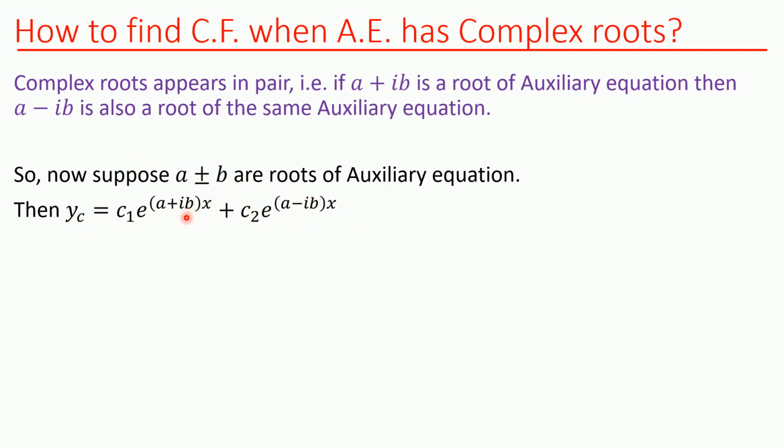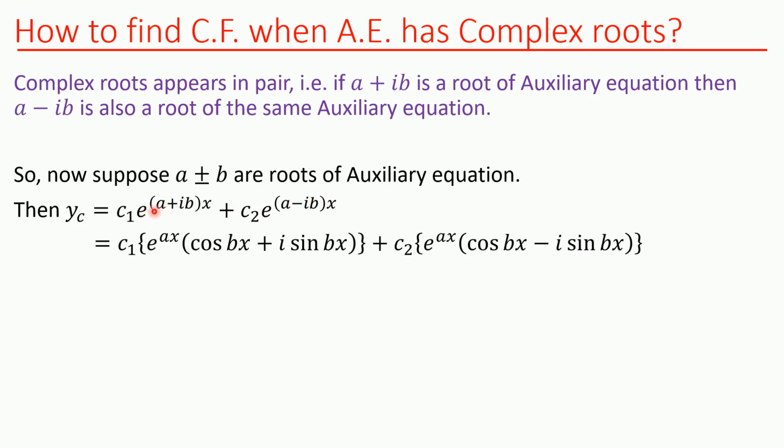Now let's simplify it. We know that e raised to ax will be as it is, and for e raised to ibx we can write cos bx plus i sin bx, plus c2 e raised to ax, again as it is, and for e raised to minus ibx, it is nothing but cos bx minus i sin bx. Now from the first terms of both the brackets we can take e raised to ax cos bx common, so we get c1 plus c2. From the second terms of both the brackets we can take e raised to ax sin bx common, so we get i c1 minus i times c2.